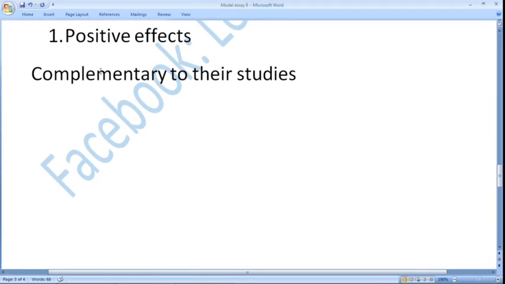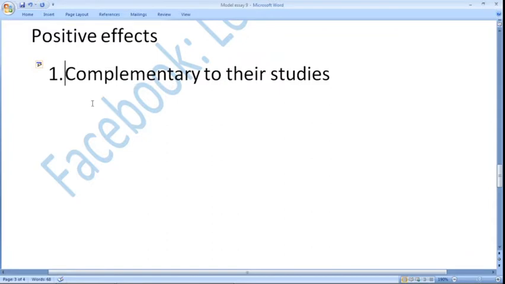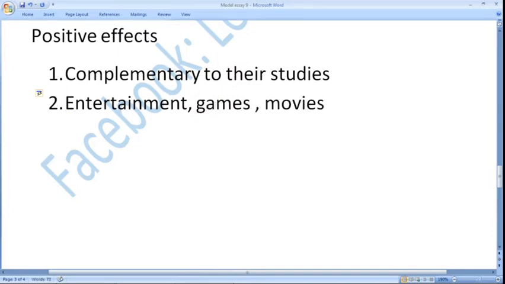So the other would be, let us remove this, positive effects. Number 1, complementary to the studies. Number 2, examples I have given you. How can you expand this? Apart from using a computer for studies, they can also use it as entertainment to make themselves happy, and they can play games and movies to learn and to enjoy also. So these are positive effects.